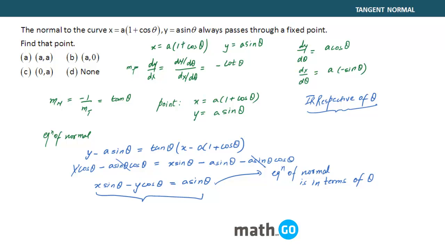So just match the answers that are given to you now. Can we easily find our answer? If you see the B option, if you just substitute a comma 0 in this normal, what this will become is a sin theta is equal to a sin theta. That means LHS is equal to RHS always for any value of theta. So that means all the normals, irrespective of what value of theta you put in, will all pass through this particular point, and this is our final answer. This is how you find questions based on a fixed point. Got it?